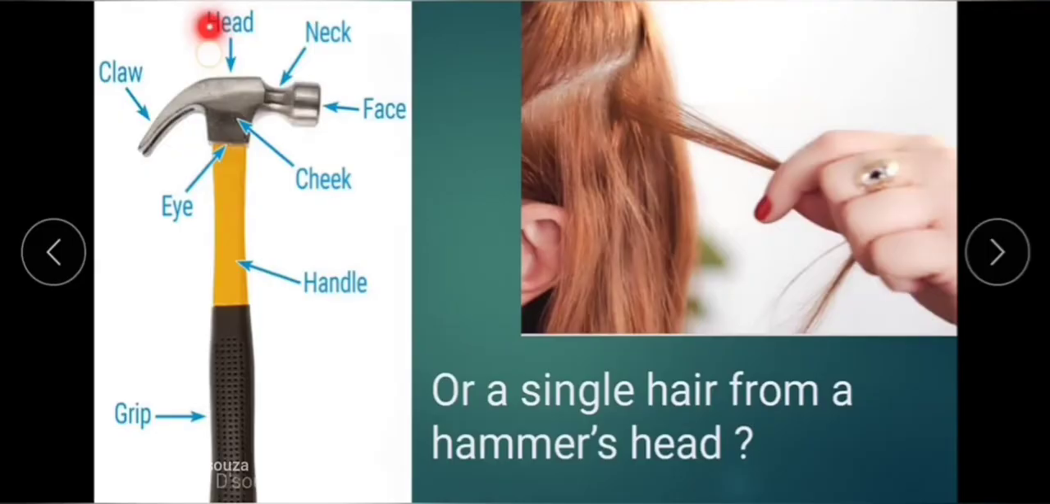Or a single hair from a hammer's head. Now, what is the poet trying to say over here? When we talk about the hammer's head and we talk about the human head. The human head has hair. So does the head of a hammer have any hair? That means the word head over here has two meanings. It is a homograph, right? Now moving on to the next line.